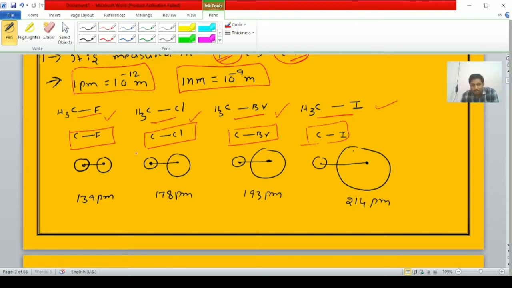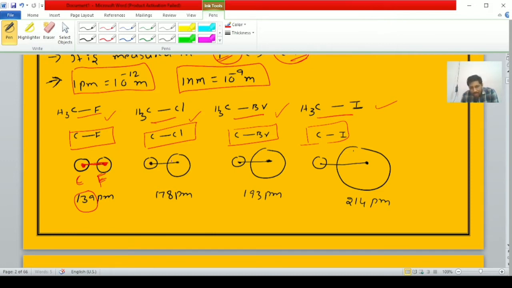Bond length means what, student? The distance between centers of nuclei of two bonded atoms in a molecule is known as bond length. Here carbon and fluorine like this. In the case of CH3F, the distance between nuclei of carbon and fluorine atoms is the bond length, that is 139 picometers, student.